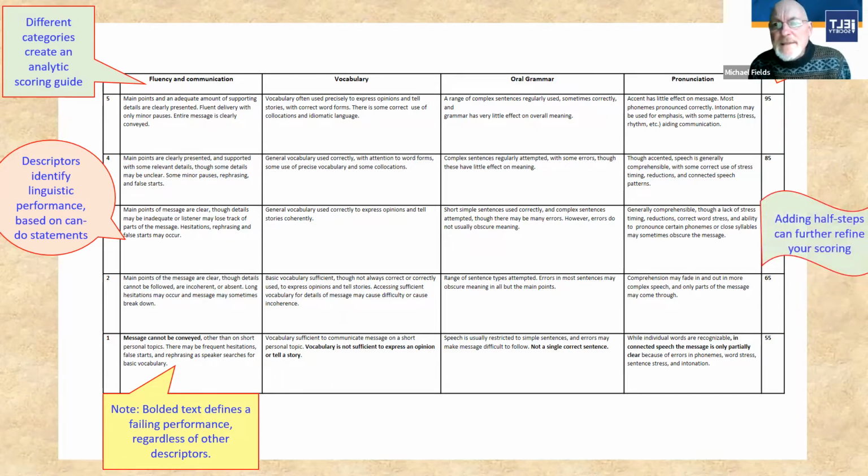If you want to refine this a bit, and I've done this in my own teaching situation, you can add half steps. So in other words, let's just imagine that I'm rating a speaking performance by a student on vocabulary, and I just look at this.